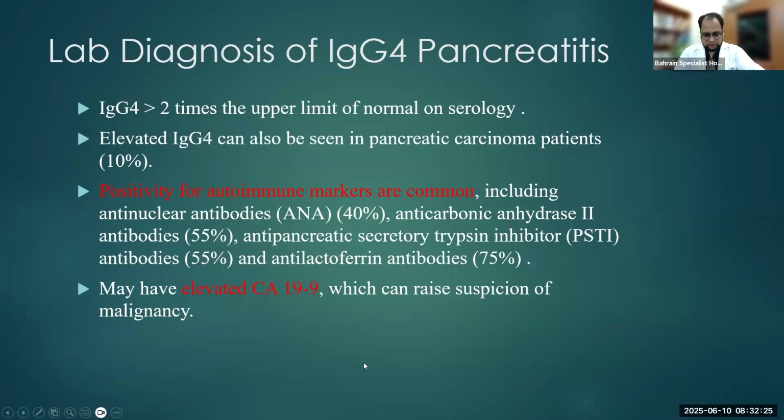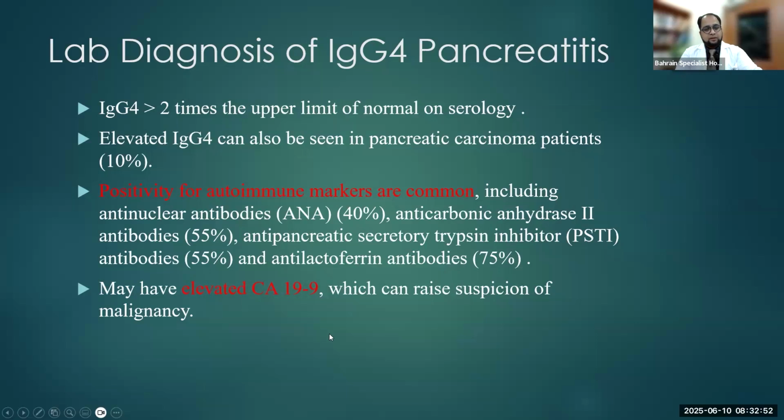So I will just discuss 3 organ involvements because of the time constraint. So in IgG4 pancreatitis, the diagnosis is really difficult because we see a lot of overlapping here. The first overlap is that IgG4 values will be more than 2 times the upper limit, but the IgG4 can also be increased slightly in pancreatic carcinomas.